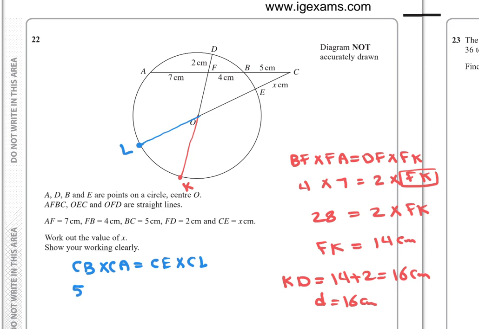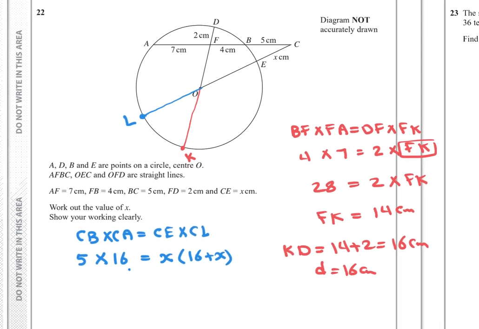CB equals 5, CA equals 5 plus 4 plus 7, so 16, equals CE, x, times CL, which is 16 because diameter, plus x. So 16 plus x. Now 5 times 16 equals 80. So 80 equals, expand, 16x plus x times x, x squared.